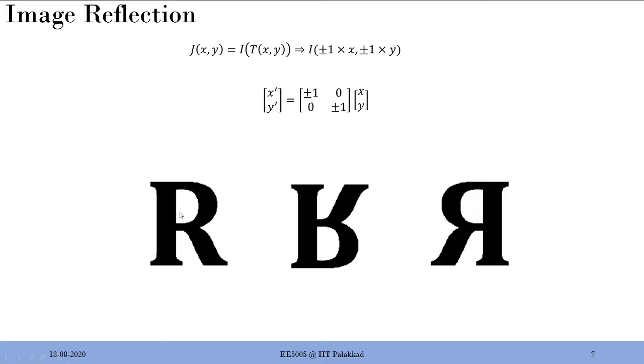An example is something like this. Let's say letter R. In this case, it is reflected along this particular axis, the x-axis. So you're putting this guy down. That's what is actually happening here. Similarly here, you're putting it this side. So along the y-axis, you are doing the reflection. So it's a very simple standard operation. Don't need to spend much time on this.